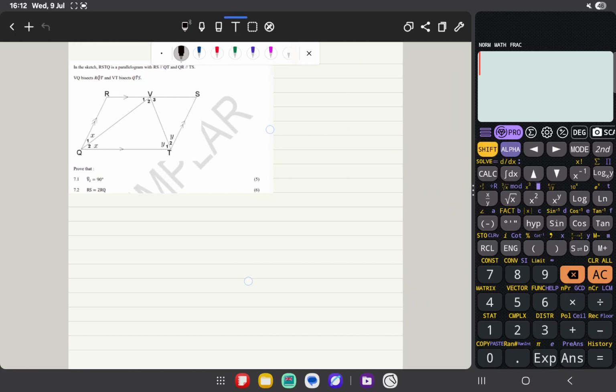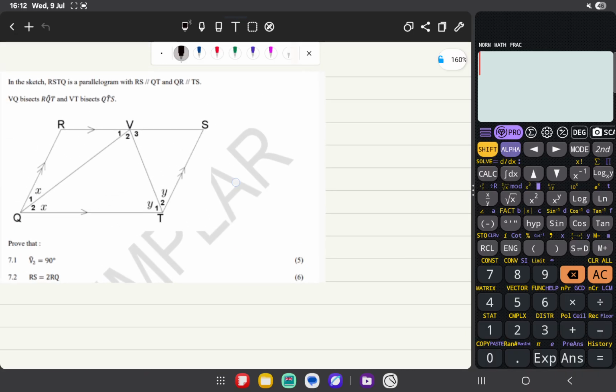Yeah, let's do this one quick one. It's 6 marks, but I promise you it's a very easy 6 marks. So the first one, we're proving that it is going to be 90 degrees, okay? Cool. I want to show you guys something. So we have ST and QR being parallel, okay?